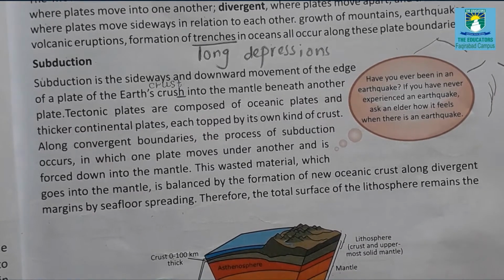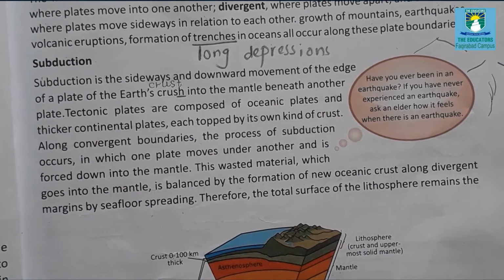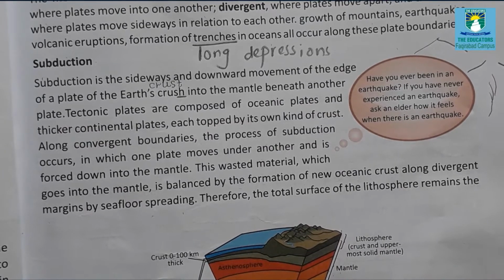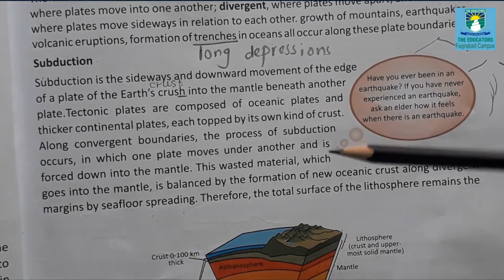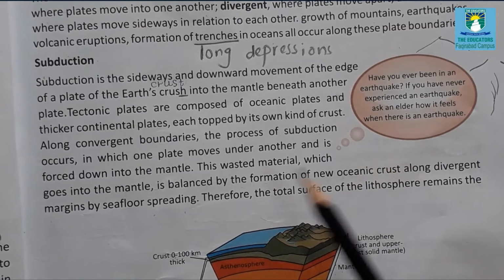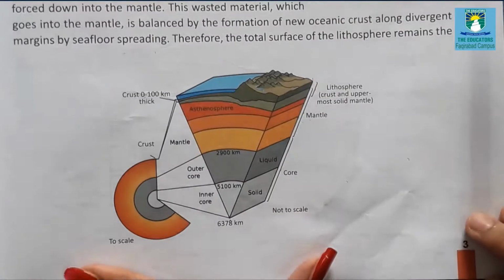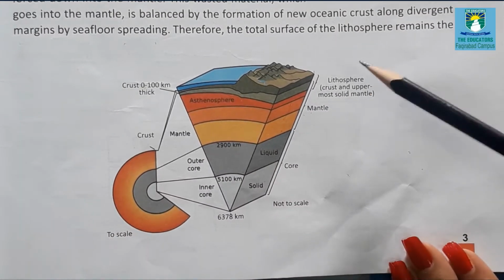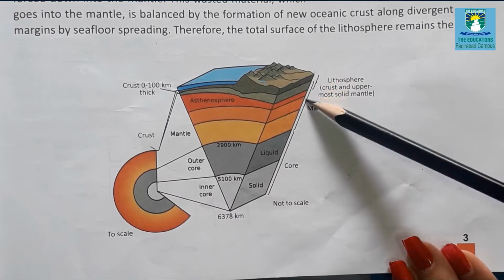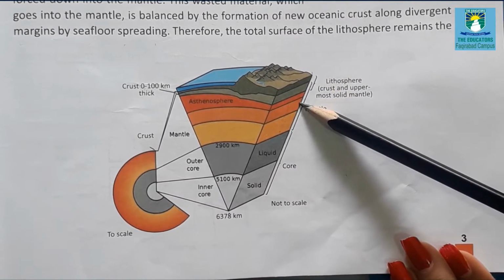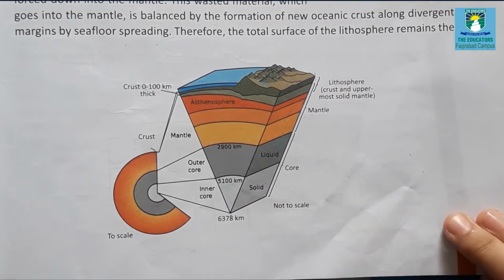Now, as we have studied in the previous lecture, the first layer is called crust and the second layer is called mantle. So, when the crust moves sideways and downward into the mantle, this process is called subduction. Now, you can see, for example, this is crust, and when it moves sideways and downward into the mantle, it is called subduction.